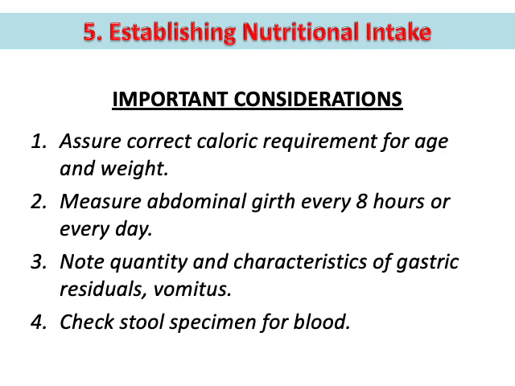Third, note quantity and characteristic of gastric residuals or vomitus. Always take note that when children feed, it should be upright and there should be no residuals or vomitus. Always observe for the amount, the consistency, and the smell of any gastric residuals or vomitus. And fourth is to check stool specimen for blood. These are possible signs of gastrointestinal bleeding.